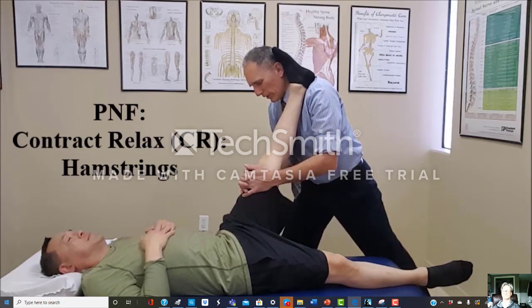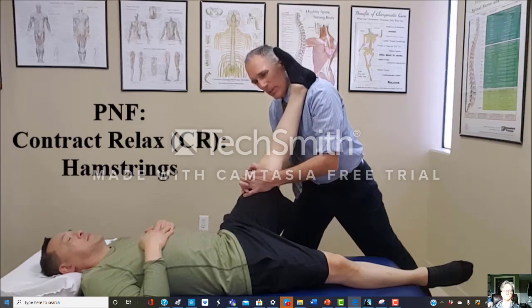Okay, then we're going to hold this stretch anywhere from 5 seconds to 120 seconds. Once that time frame is up, we're going to repeat. Ask the patient to take a deep breath in, hold it, and push against you with 75 to 95% of your strength.